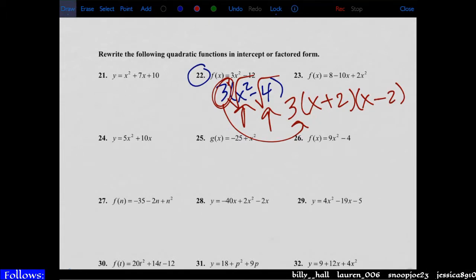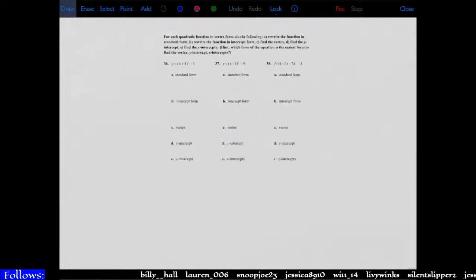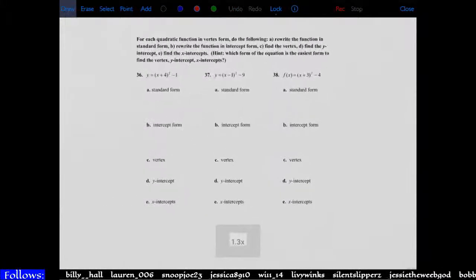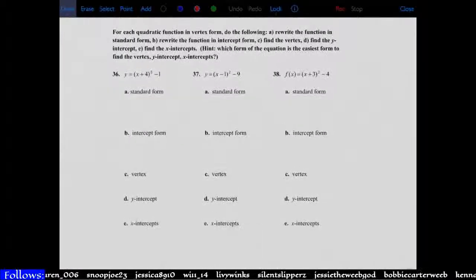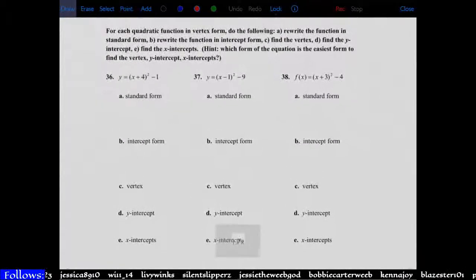Alright, we might come to 28 if we have time in a minute. Let's see what Jesse's was. Jesse's was on 36. Okay, yeah, this is a good one. We'll do 36.